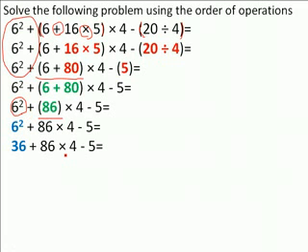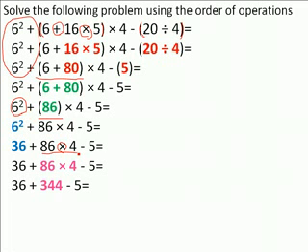I see one multiplication sign here, which is 86 times 4. 86 times 4 equals 344. And we have no more parentheses, no more exponents, no more multiplication and division signs. So let's go on to our addition and subtraction signs.